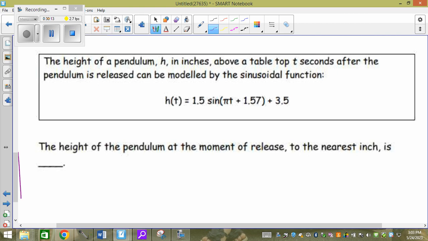17. The height of a pendulum H in inches above a tabletop T seconds after the pendulum is released can be modeled by this function. Everyone type that into their calculators. Then I'm going to remind you how to make your window.